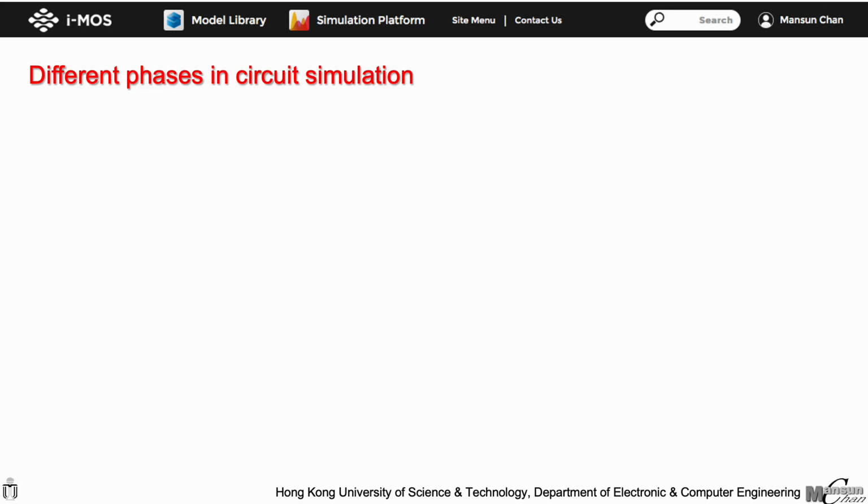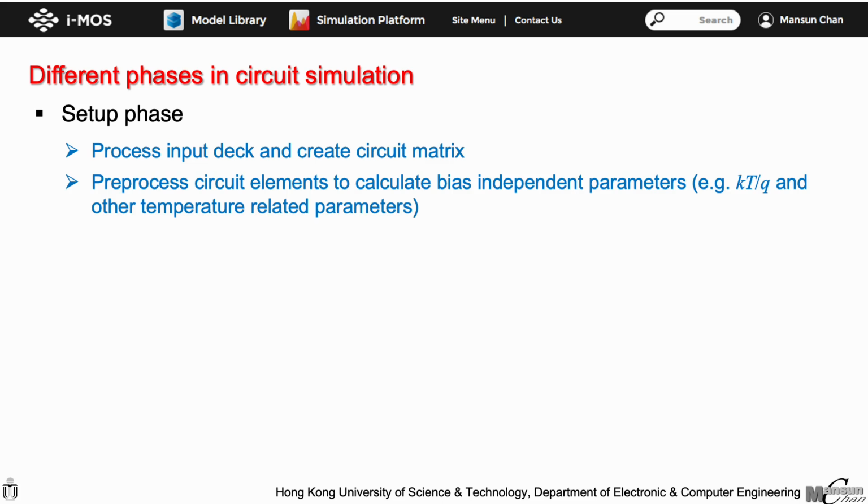The circuit simulation is conducted in different phases. When an input deck is presented, the simulator first sets up the simulation. It is called the setup phase. In the setup phase, the simulator reads the input and constructs the data structure for each device listed. It then allocates the memory to create the circuit matrix.